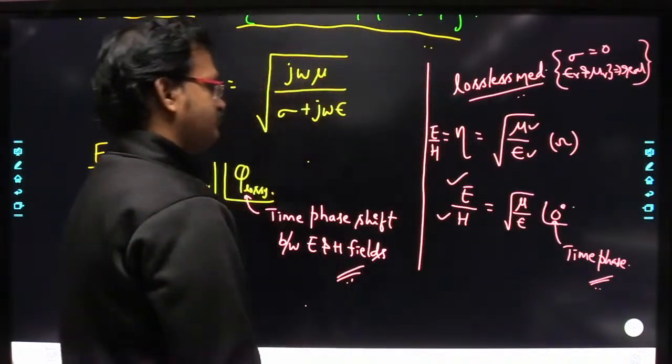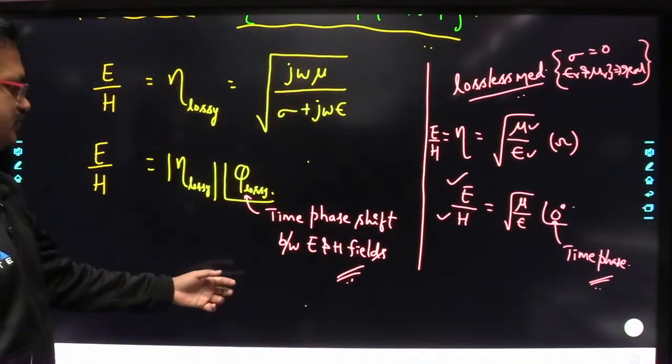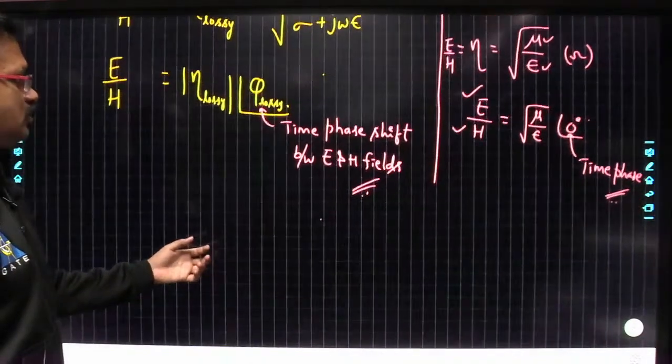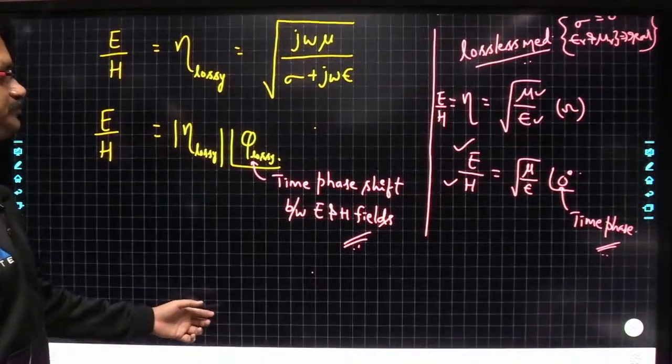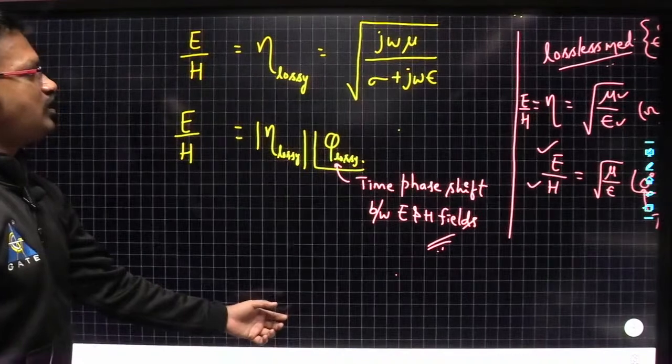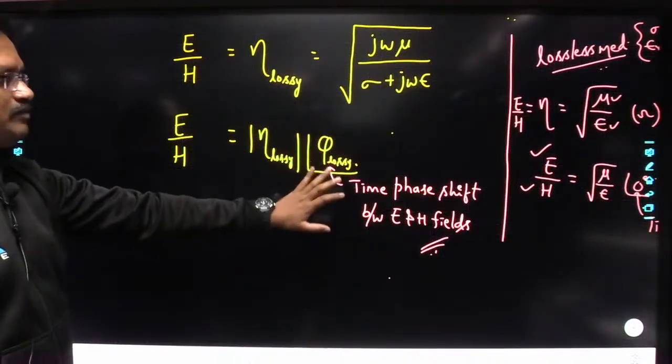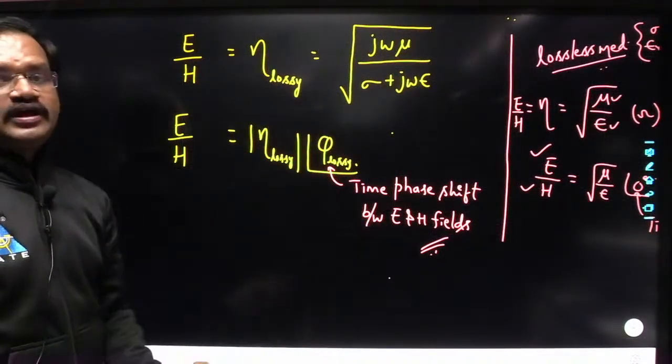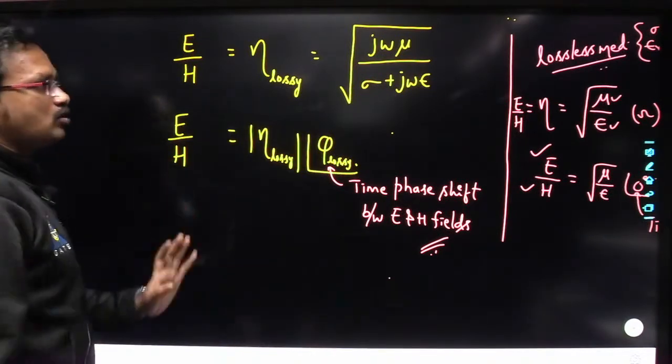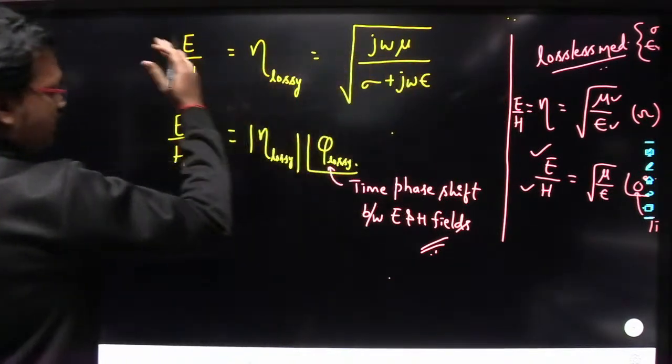They are in time phase, right? Okay, so now see here. Whereas for a lossy medium, there exists some time phase shift between the E field and H field. So this is what you have to understand between a lossless medium and a lossy medium.